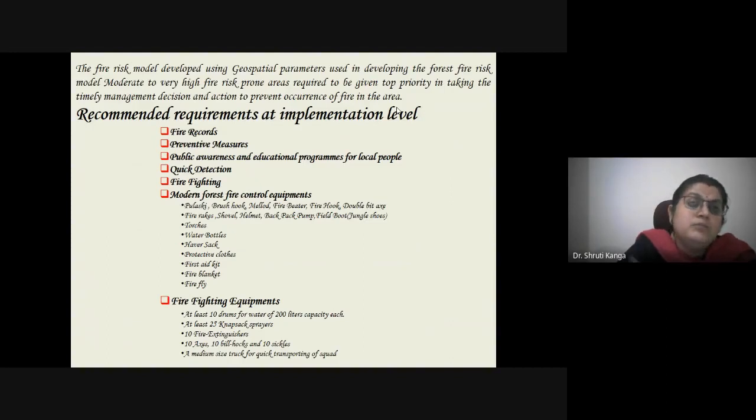Along with that, the forest officials have to be vigilant in those areas. Okay, so different securities, different things can be managed to manage this kind of forest fires.